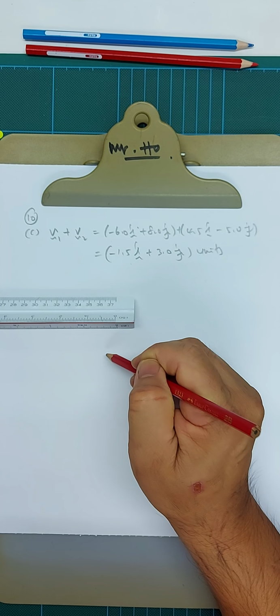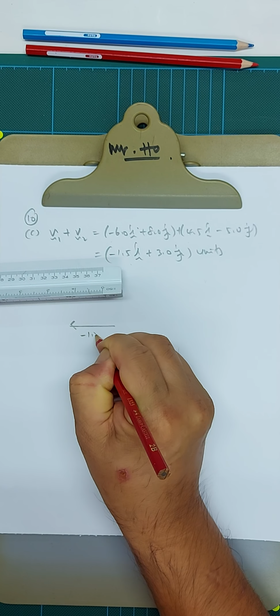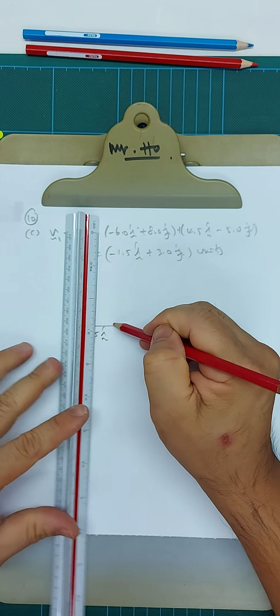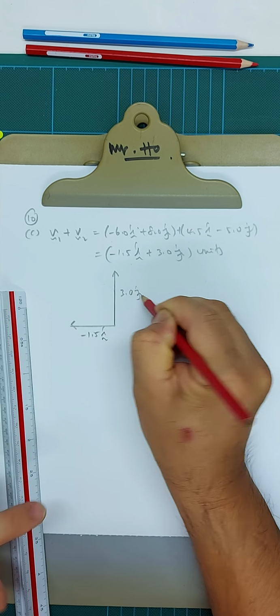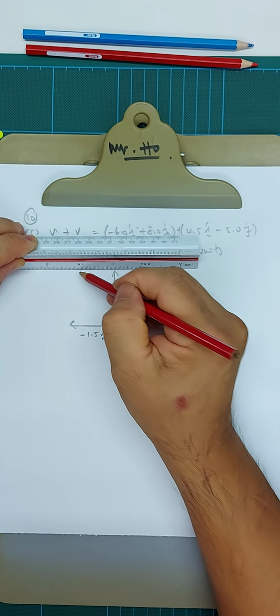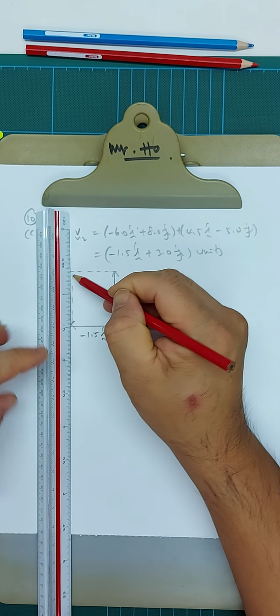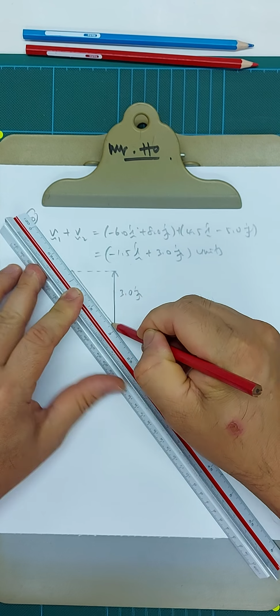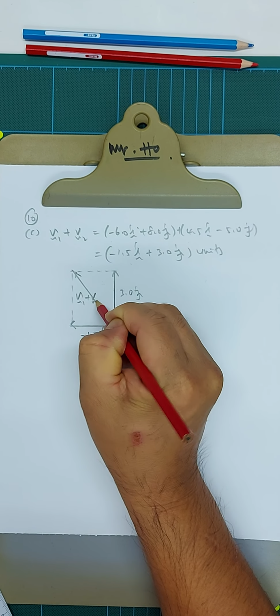Negative 1.5i is here, and this one is positive 3.0j. So when you combine those two, you get v1 plus v2. This vector is v1 plus v2.